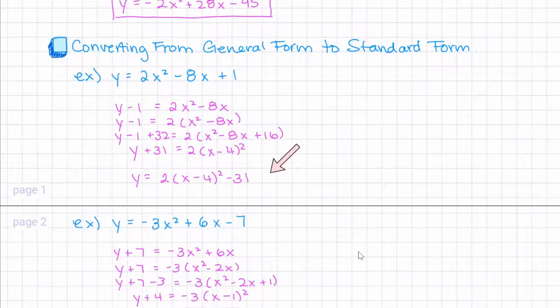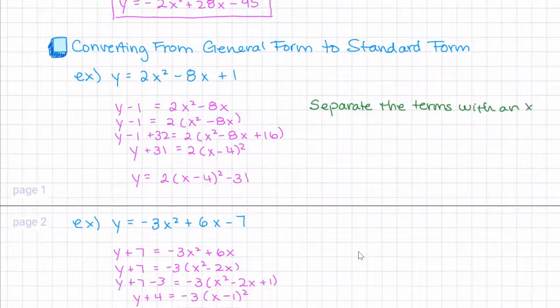It's not too bad. So what you have to do, though, is we're going to complete the square on the term, or on the variable that's squared. So since x is the variable that's squared, I'm going to just collect the terms with the x's on one side, and I moved this 1 over to the other side. So we're going to separate the terms with an x.